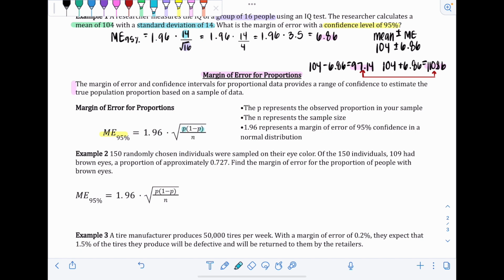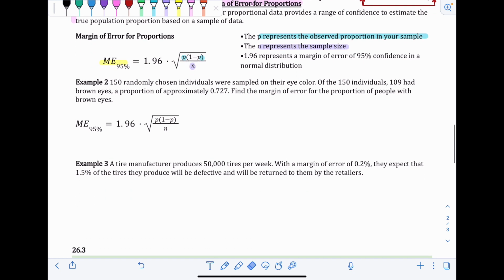So p is the observed proportion of our sample, and then over n, which is the sample size. So that means the same thing as our previous formula where n is the sample size. Okay, so example 2, we're going to apply this formula now. 150 randomly chosen individuals were sampled on their eye color. Of the 150 individuals, 109 had brown eyes, a proportion of approximately 0.727. Find the margin of error for the proportion of people with brown eyes.